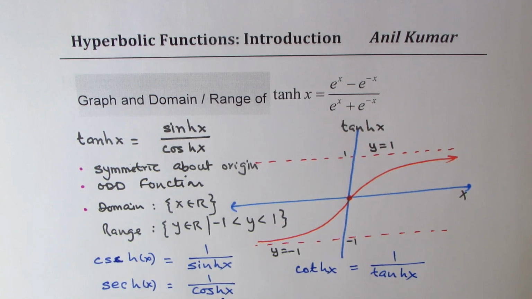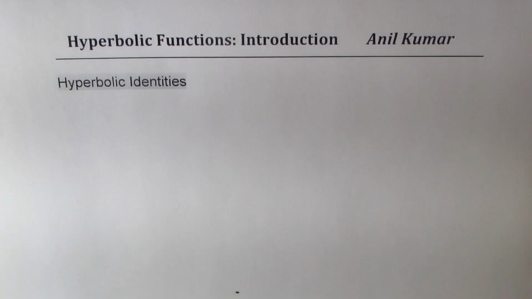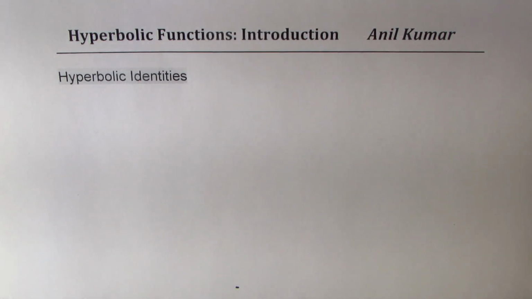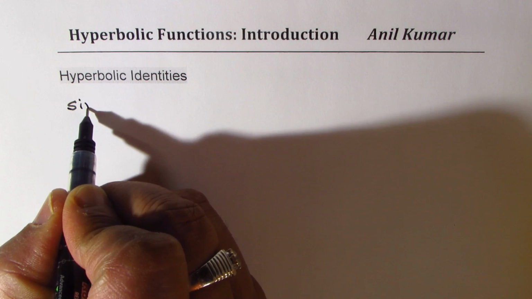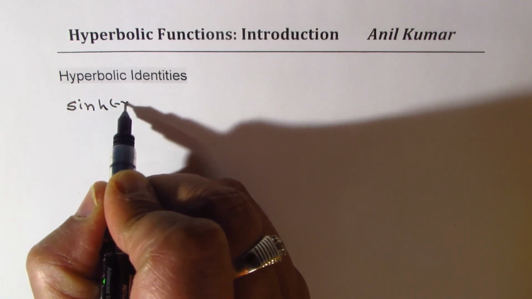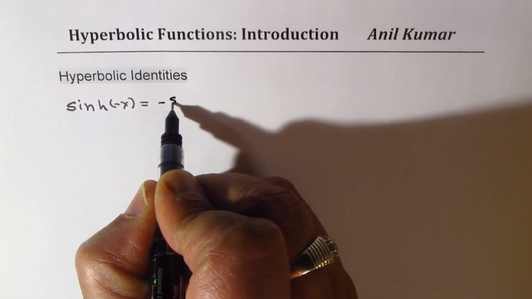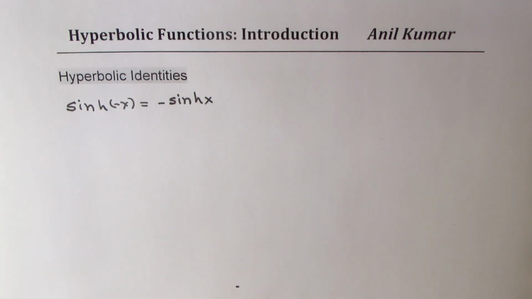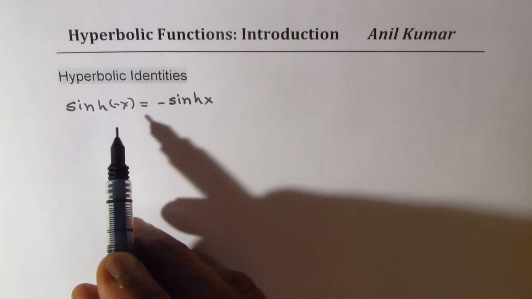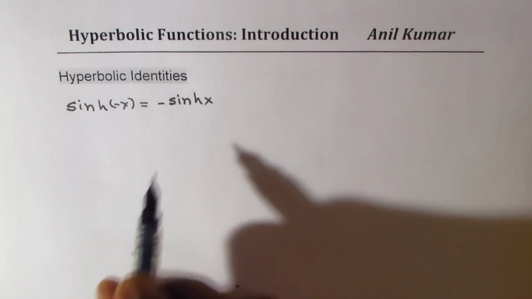Now let's move on and look into some identities related with hyperbolic functions. We have very similar identities for hyperbolic functions as we have seen in trigonometric functions. We have already seen a couple of them. One is sine hyperbolic minus x is equal to minus sine hyperbolic x. Now this is an odd function, and therefore, as we saw, it is always true.